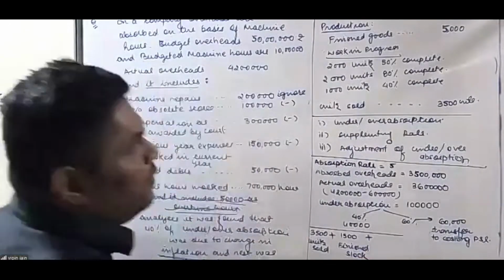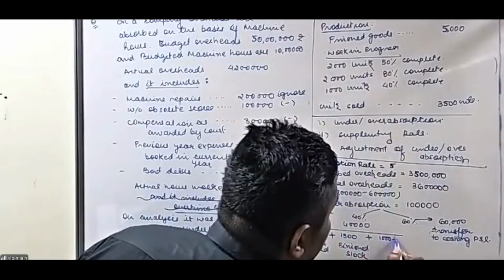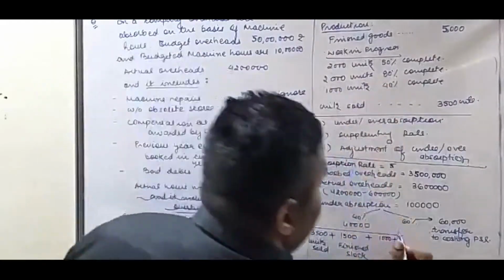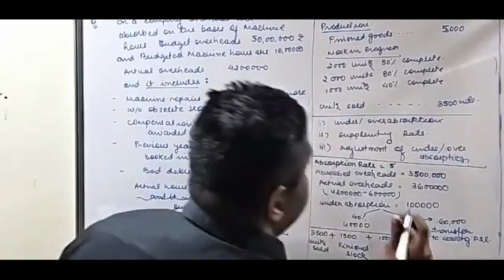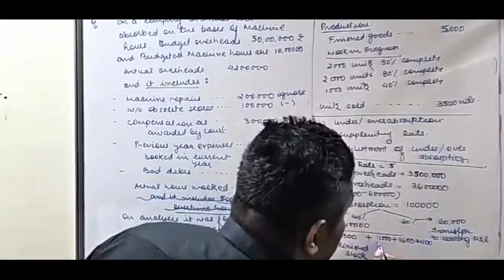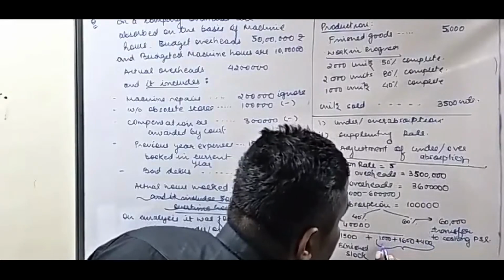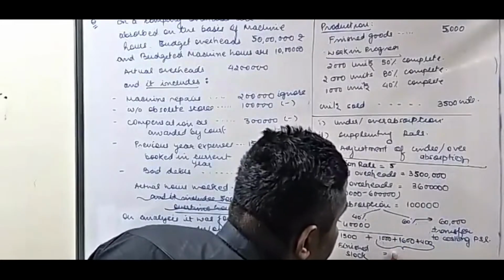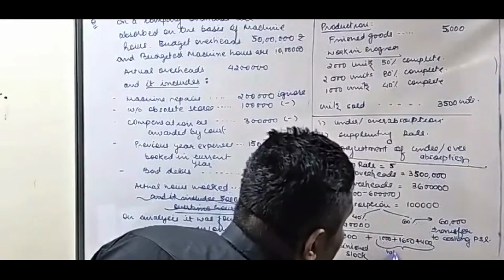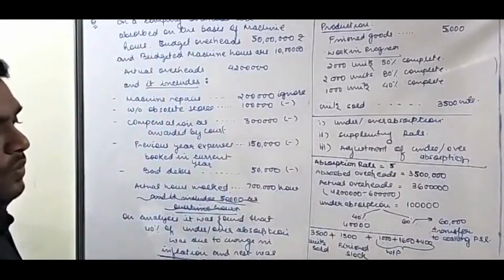Plus work in progress, 2,000 units are 50% complete, 2,000 units are 80% complete, and 1,000 units are 40% complete. So this will be my 3,000. What will it be? My work in progress. 3,000 will be my work in progress.